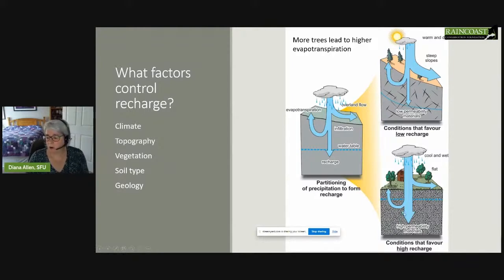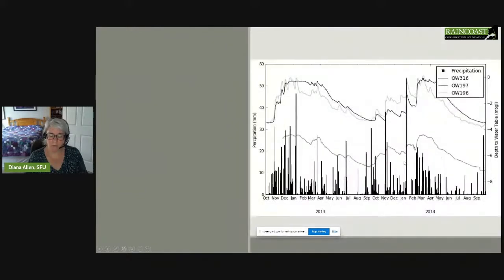If you have, in contrast, sediments that are very highly permeable, and topography that is really flat, then very little runoff takes place, and a much greater proportion goes down to contribute to recharge to the groundwater system. So these are just two very simple end members of recharge.